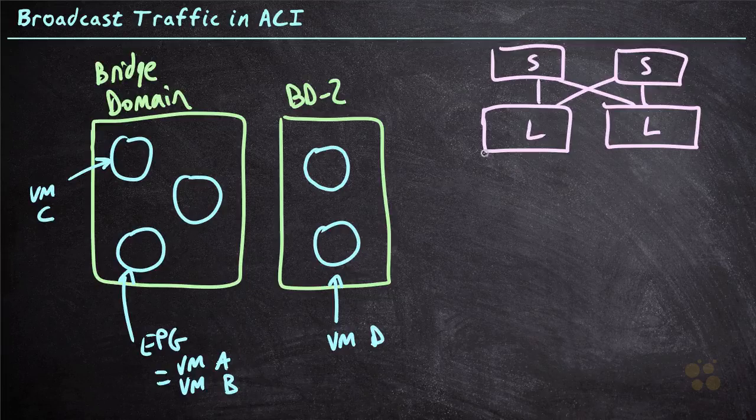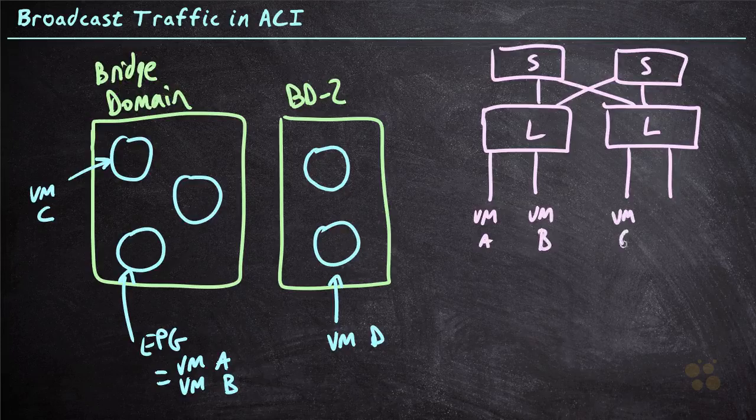And to make things simple, let's just say that the virtual machines all hang off of 4 different interfaces in the spine and leaf environment. And so we have VMA here on the left with VMB, and then we also have VMC and VMD here on the leaf on the right.